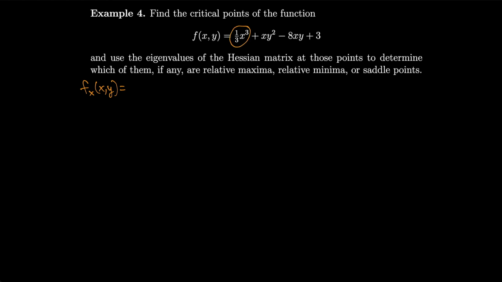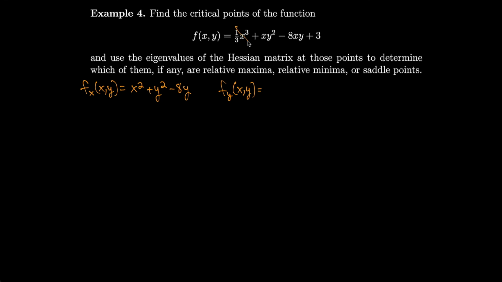So looking over there, 3 times 1/3 cancels. I just have x squared. Then over here, y is constant, so x disappears when I take the derivative. I just get the constant in front. And then over here similarly, so I'll just get the minus 8y, and then the derivative of a constant is 0. So then let's take the partial with respect to y.